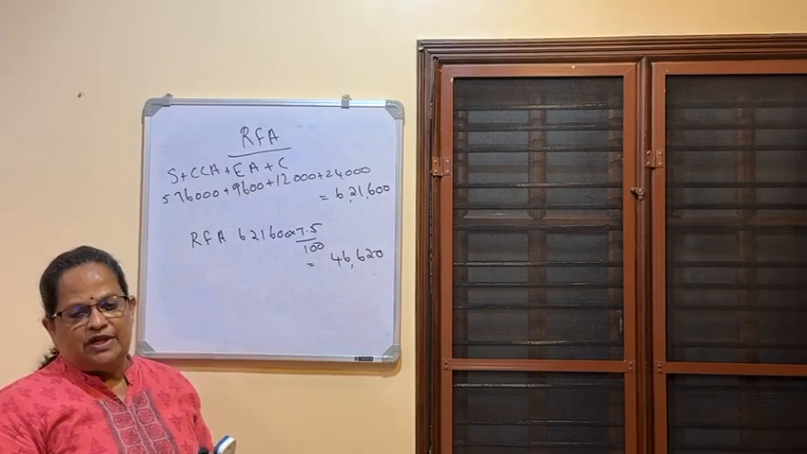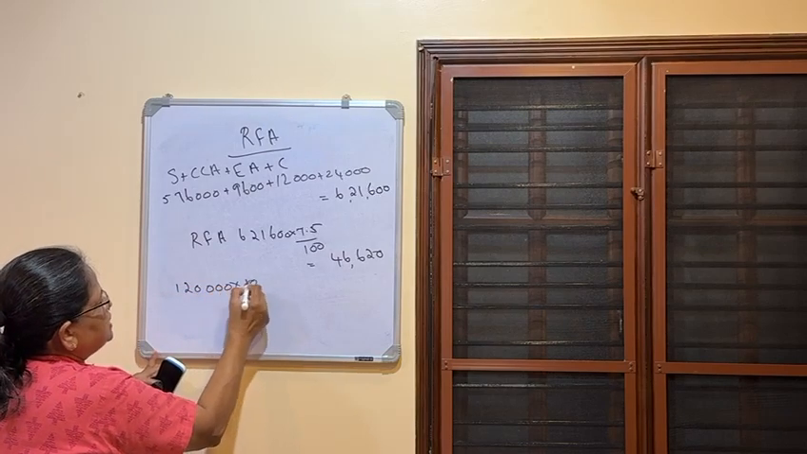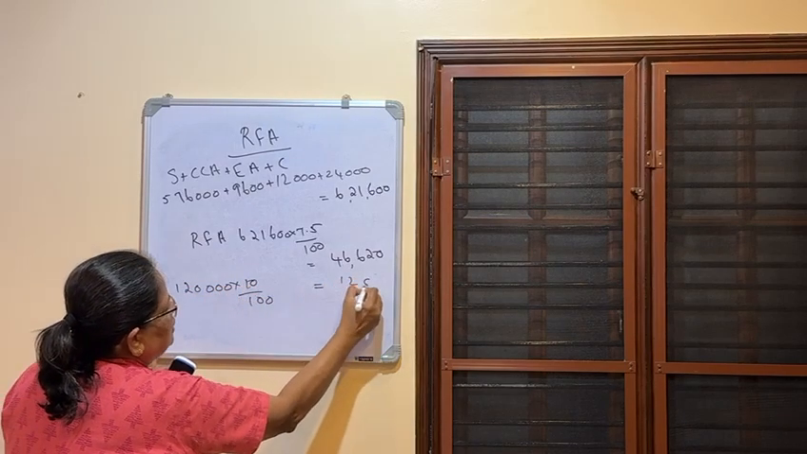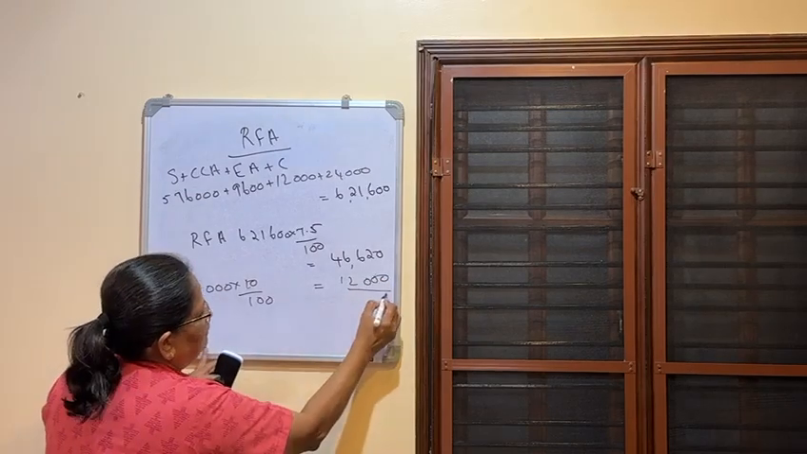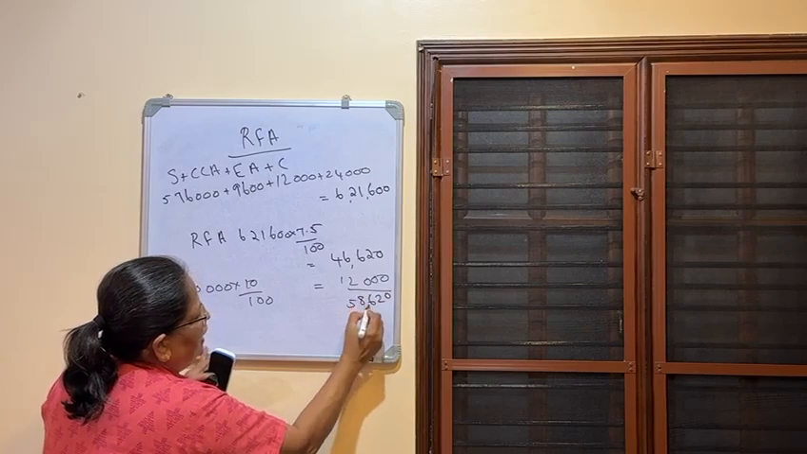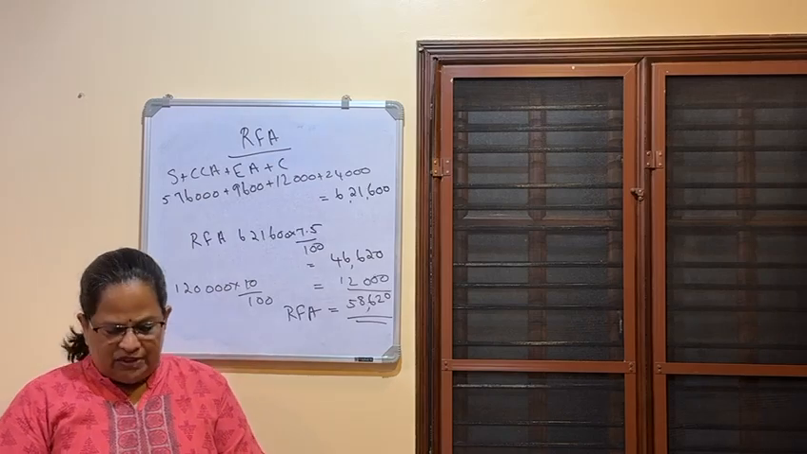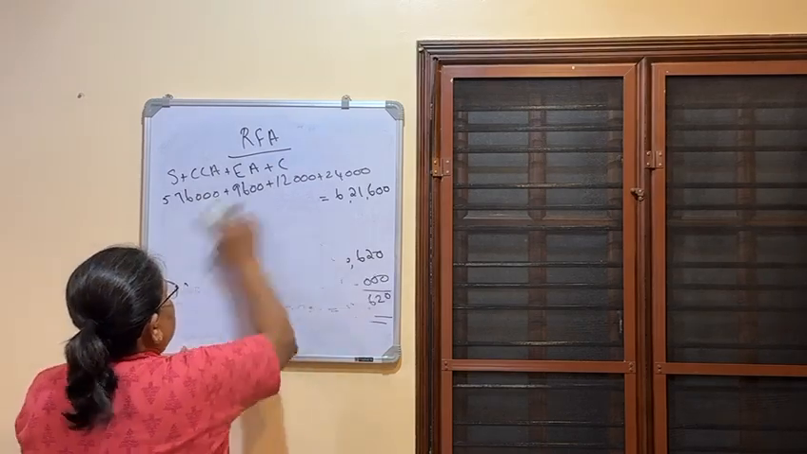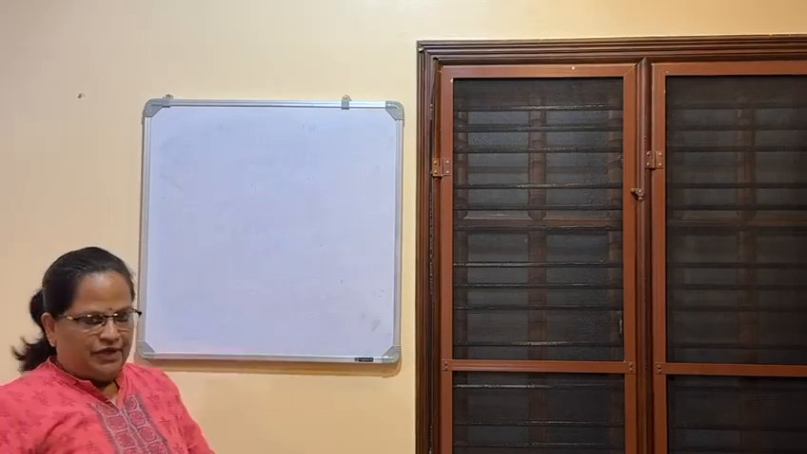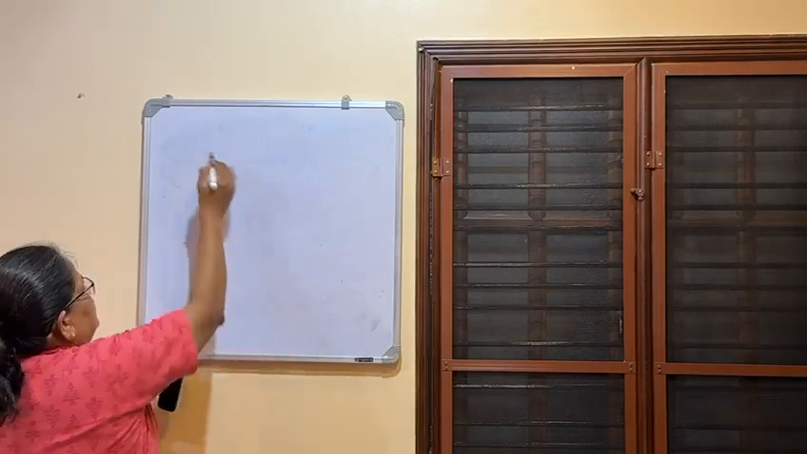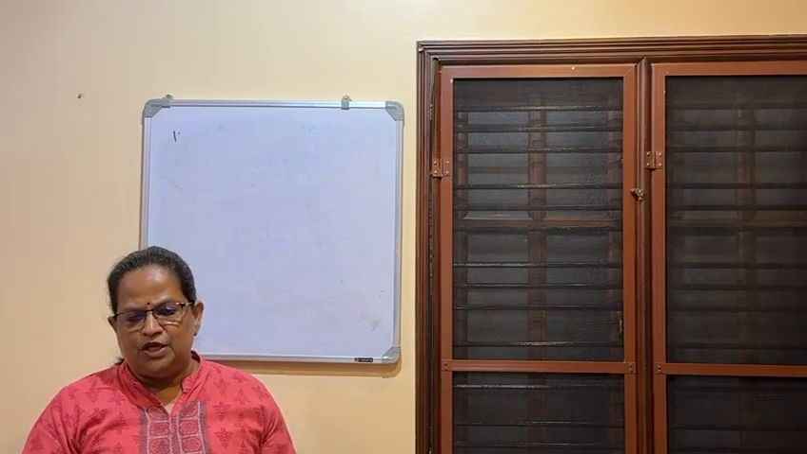Now cost of furnishing, 1,20,000 into 10 by 100. This we have to add, that is 12,000. So total RFA value we have to take, taxable value is 58,620. This is the taxable value of RFA. So we computed RFA. Now we have to take the computation of salary. Title should be there, table showing the computation of taxable salary of Mr. M for the assessment year 25-26.